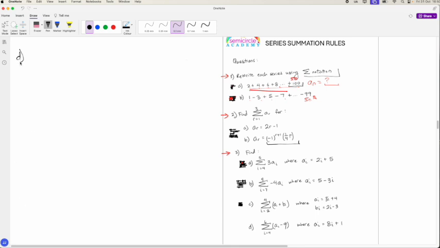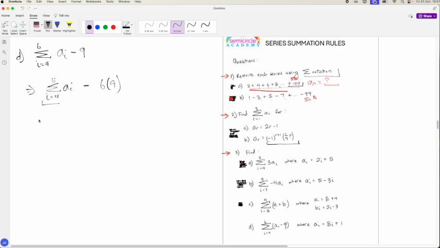Now I have part D. The summation of i is equal to 4 to 6 of a_i minus 9. And we know about this already. We know that this will be the summation of i is equal to 4 to 6 of a_i minus n, which is 6 times 9.